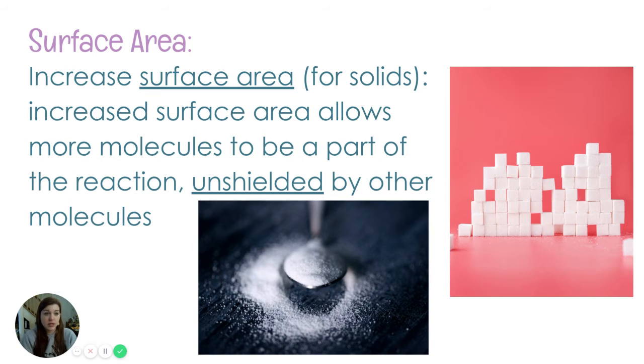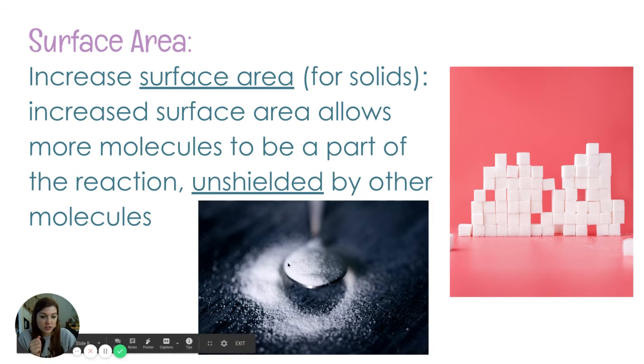We also have surface area. Surface area is something that we can control, but only for solids. If you remember the factors that affect solubility lab, the sugar cube should have dissolved slower than the granulated sugar, like the spoon picture right here. The reason for that is because the granulated sugar, every single one of those little sugar particles or grains is pretty much able to react entirely with, not react with, but be dissolved by the water.